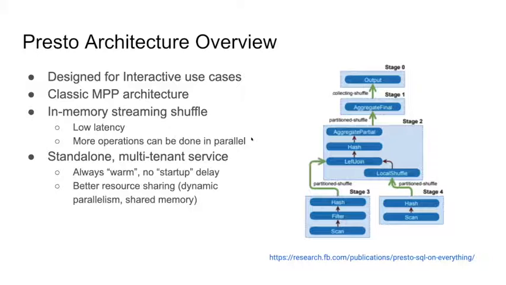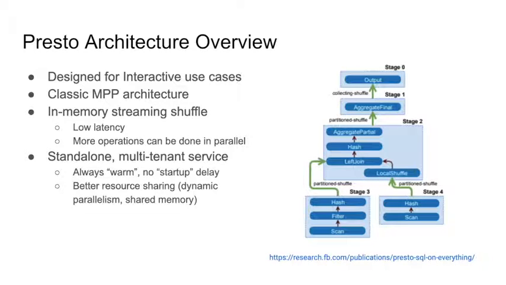So first, I would like to start with a quick overview of the current Presto architecture. Originally, it was designed to serve interactive use cases. It has many characteristics of a classic MPP database, such as in-memory stream and shuffle. With in-memory stream and shuffle, it is possible to run more operations in parallel, which results in lower latencies.